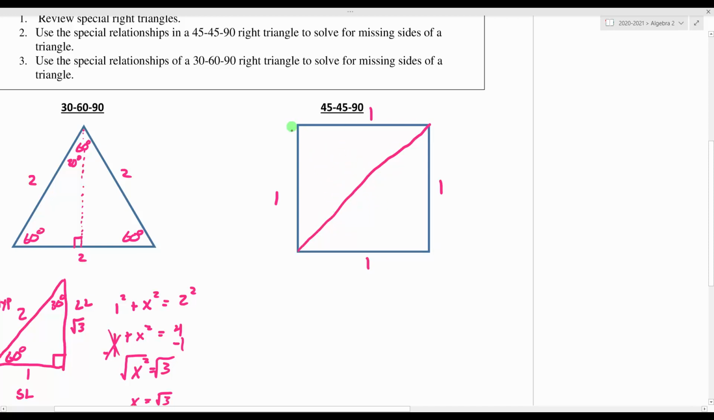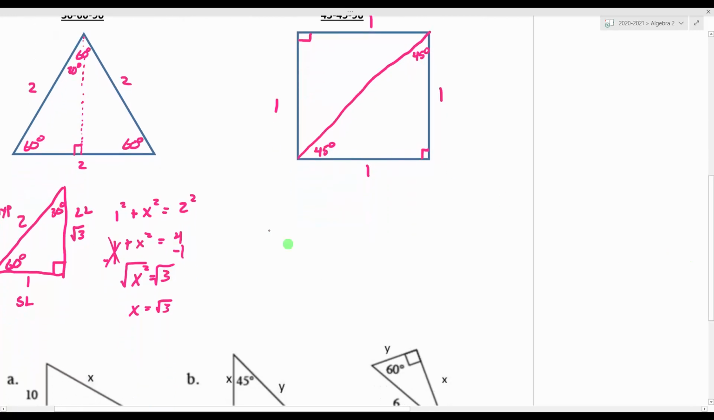Also recall that in a square, all of the angles are 90 degrees. So this angle, this angle, this angle, and this angle, they're all 90. But since I cut this in half, this is going to be 45, and this is going to be 45. So you see your 45, 45, 90 right triangle form inside of the square simply by cutting it in half along its diagonal.